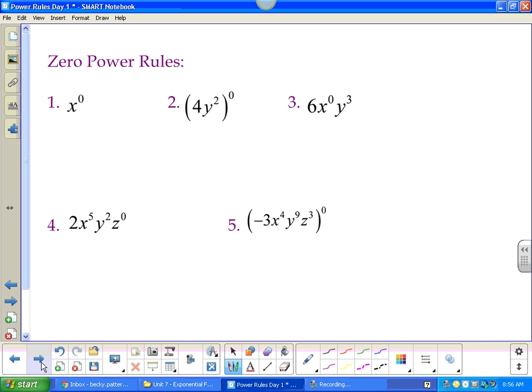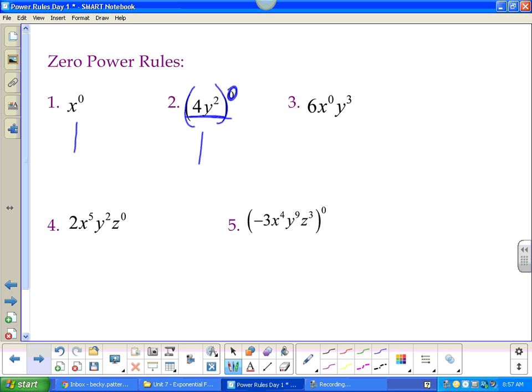The 0 power rule is wonderful, super easy, because it takes everything that's raised to the 0 power and turns it into a 1. So x to the 0 power is a 1, not x to the 1, just 1. 4y squared, all raised to the 0 power, is a 1.